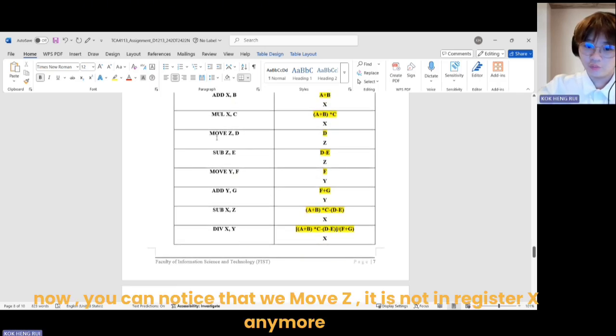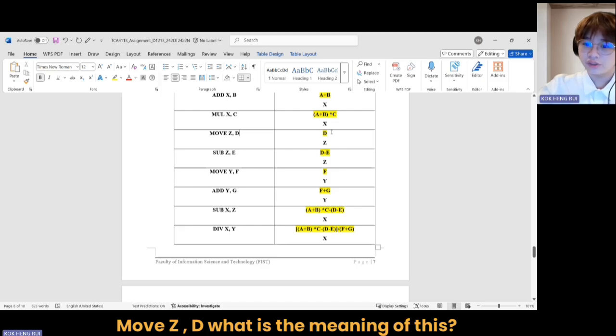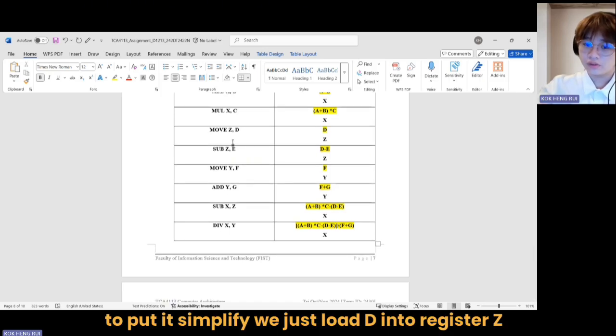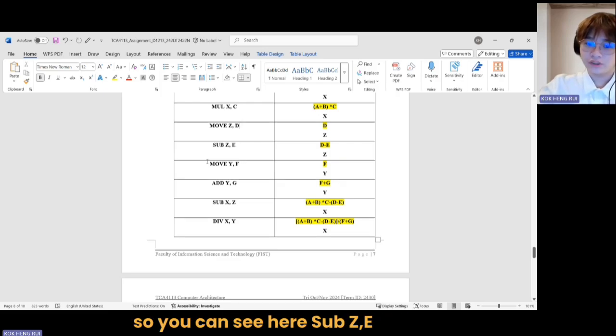Now you can notice that we move Z. It's not in register X anymore because we just leave it here. We actually don't need to store it. Move Z, D: what is the meaning of this? To put it simply, we load D into register Z. Now D needs to be subtracted by E. So we subtract E, D subtract E.